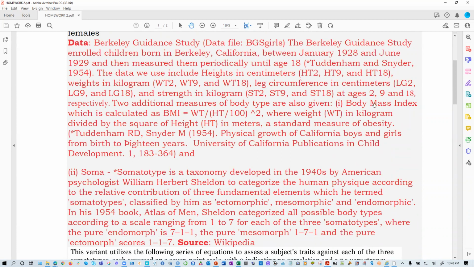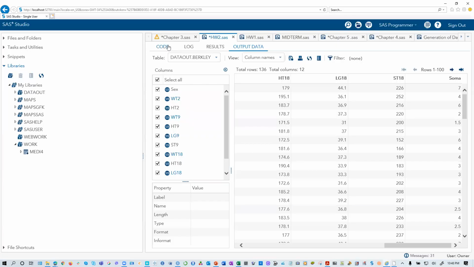See, at the blah blah blah, and the 2 additional measures of body type are also given. Body type can be given, I think more elaborately, not through the BMI but through the somatotype. So it's already over there. Okay, doesn't matter. Now what are you gonna do?